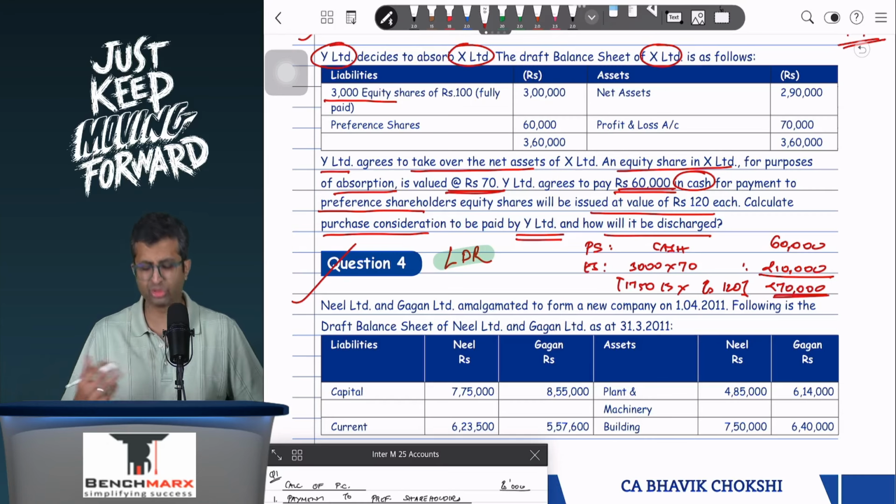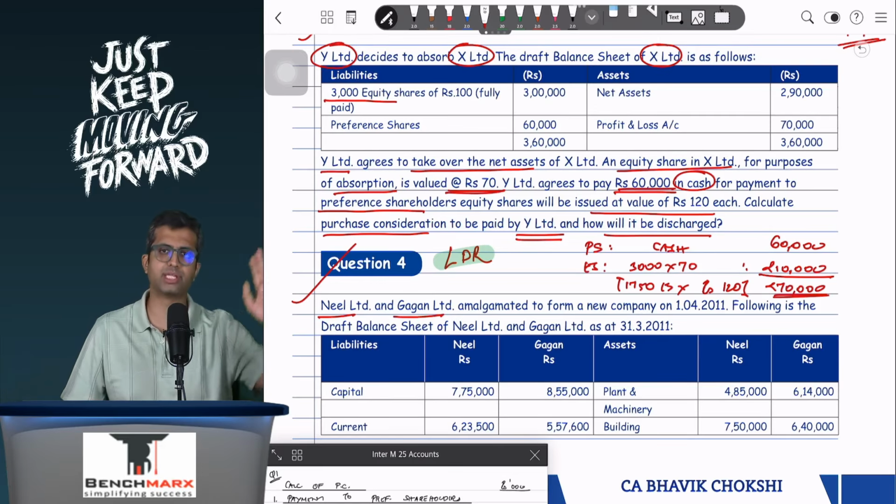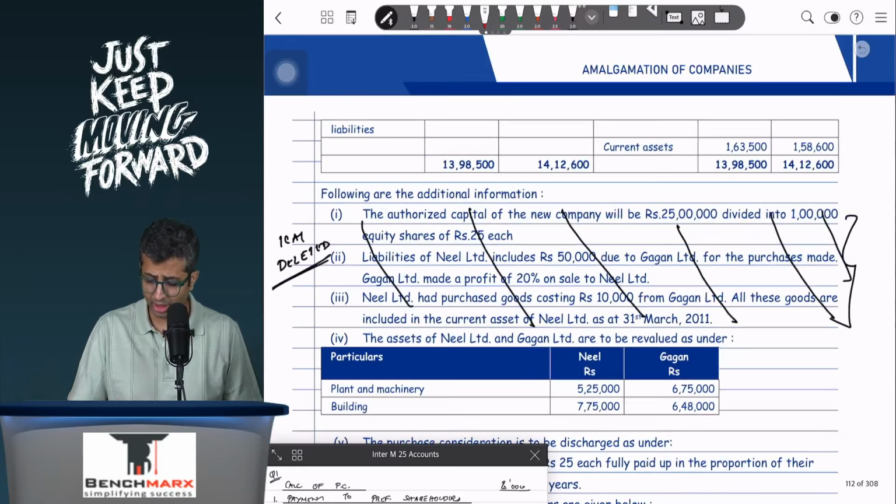There are a few additional data points which the Institute has removed from its study material, and hence we will also ignore the same. So over here, Neil and Gagan, we are doing it the way it is there in the Institute study material. Neil and Gagan amalgamated to form a new company on 1st April 2011. Following is a draft balance sheet of Neil and Gagan as on 31st March 11. Okay. Now, following is the additional information.